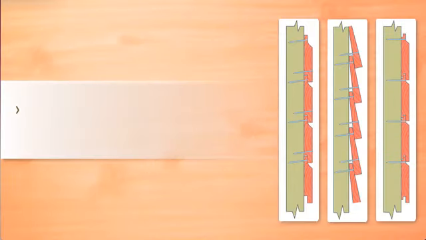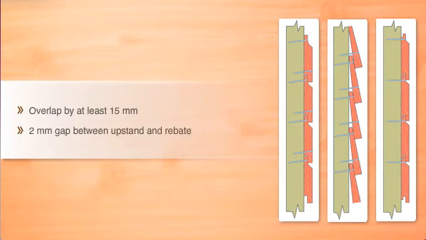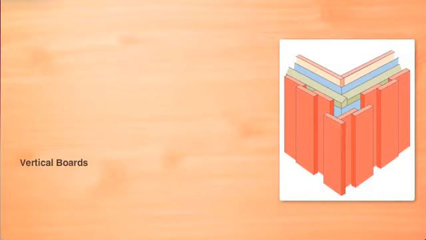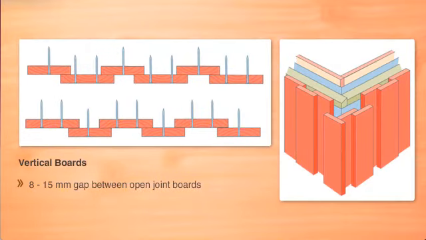For shiplap or feather-edged horizontal cladding, overlap boards by at least 15mm, with a 2mm gap between the upstand and rebate. Finally, for vertical boards, give open joint boards an 8 to 15mm gap.